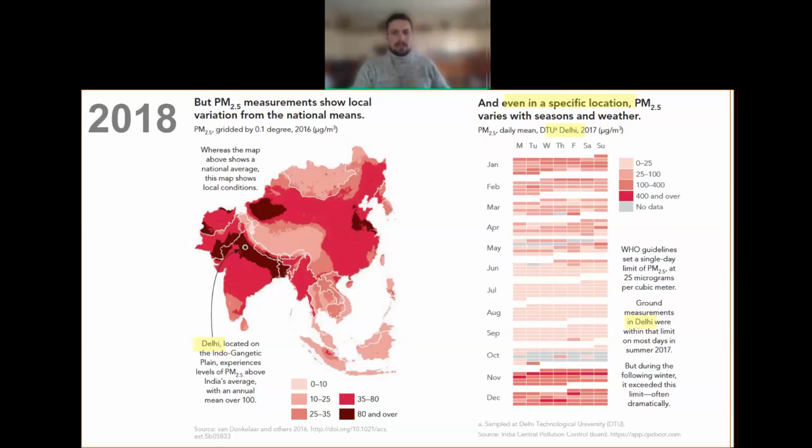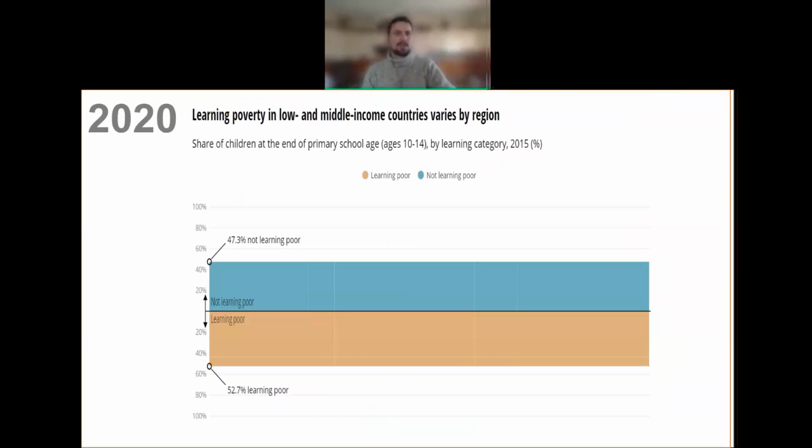So that was the 2018 version of this. Now let me show you how we implemented a similar idea, but with the 2020 version of the report. So this chart is about learning poverty in low and middle income countries, and how this learning poverty varies, again, across regions.